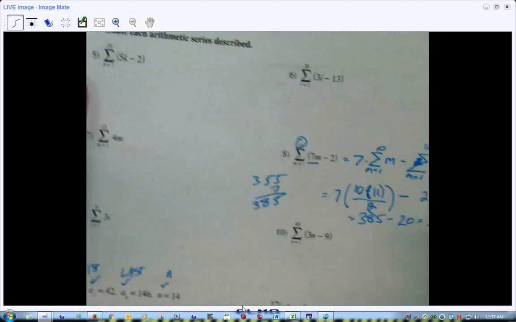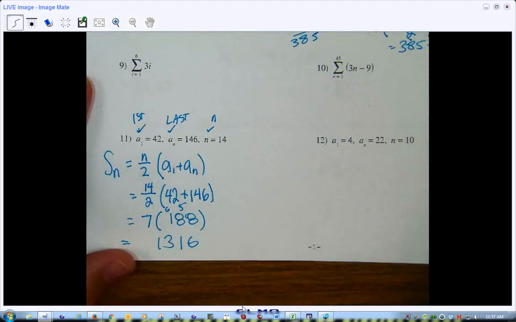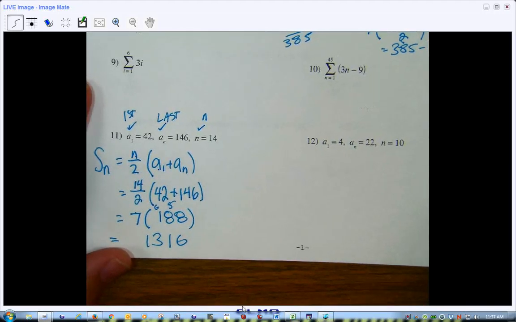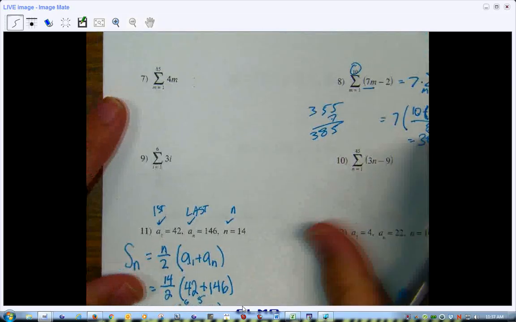Now, anything else on the first page? Yeah. Number 7. All right, number 7.